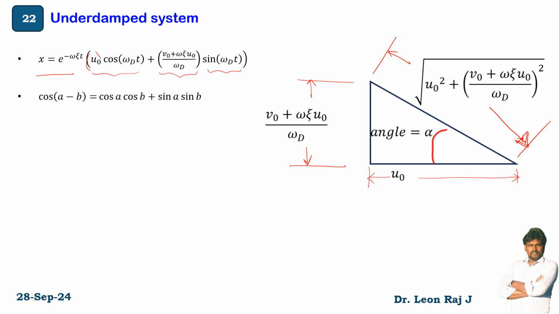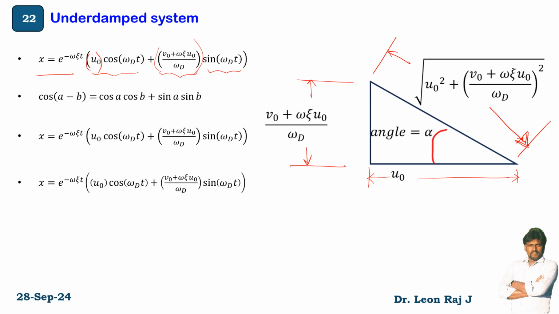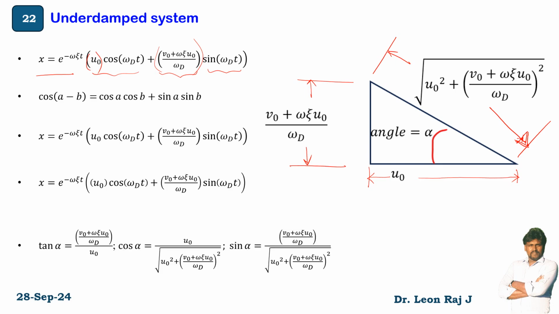This whole term we want to convert into sine and cos terms. So this is your response, and the response is rewritten here. Then your tan alpha equals the opposite side divided by the adjacent side. This is your opposite side, v0 plus omega xi u0 divided by omega d, and this is your adjacent side.